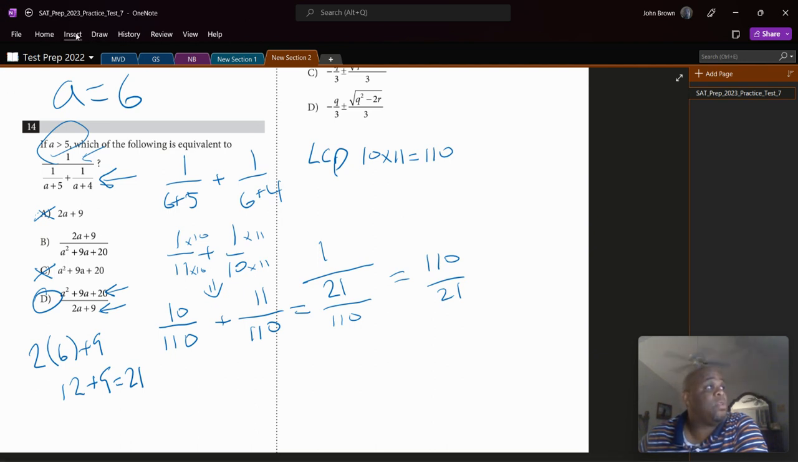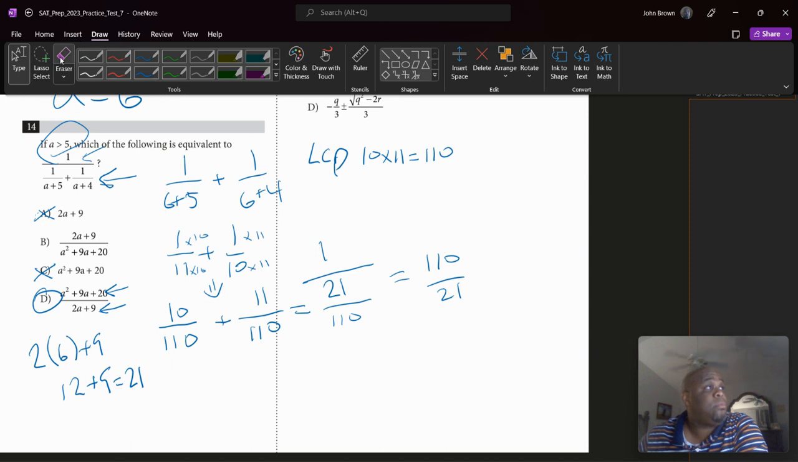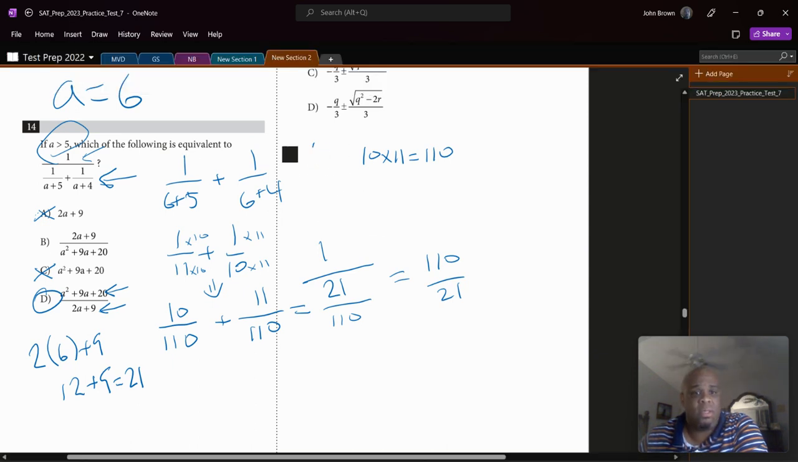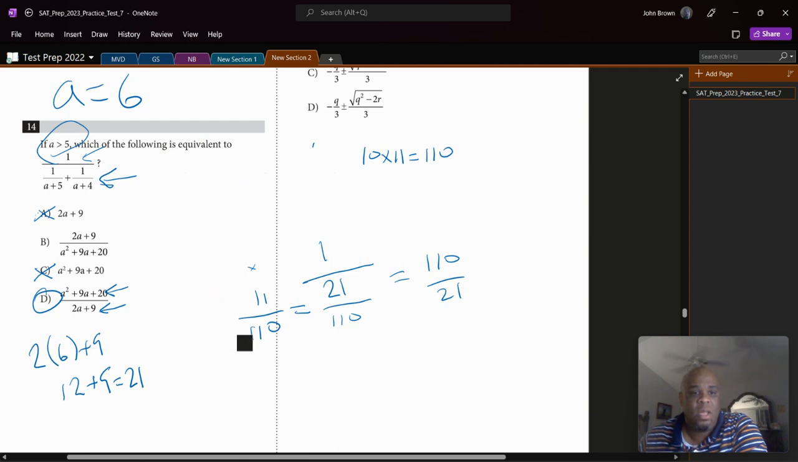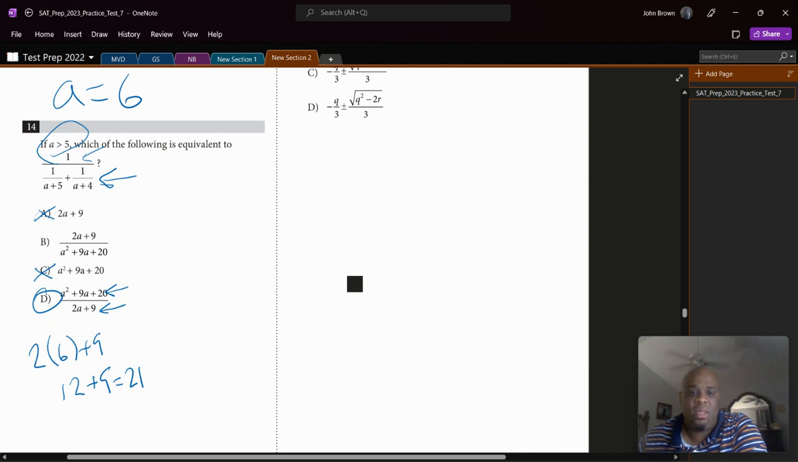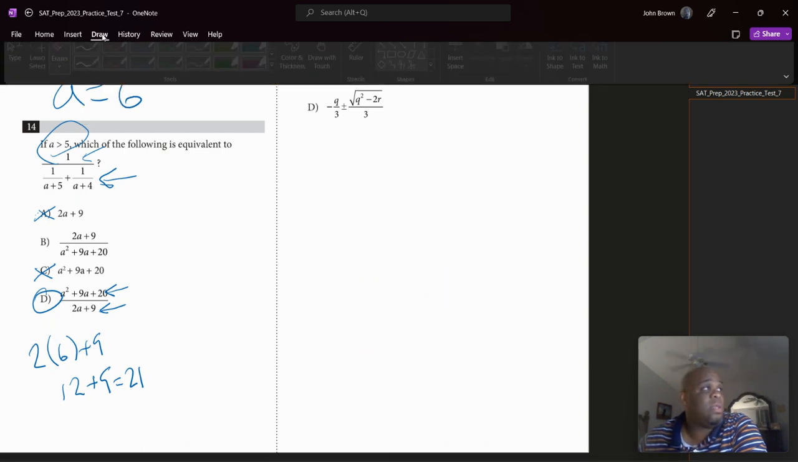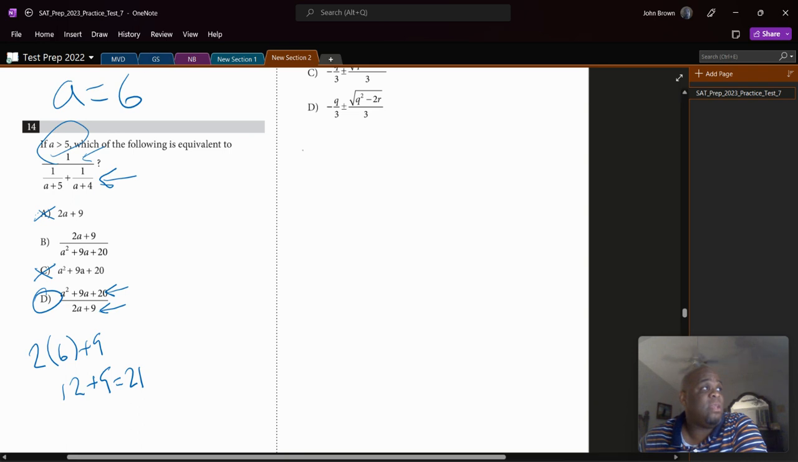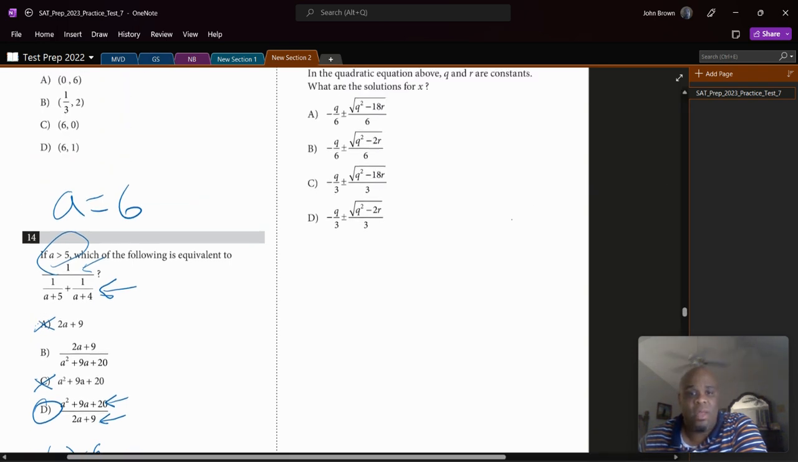Okay, so now I'm going to erase some of this here and go over to number 15, which is quite complicated. This is one of those that you may want to even just skip over and leave it until you know that you have time.